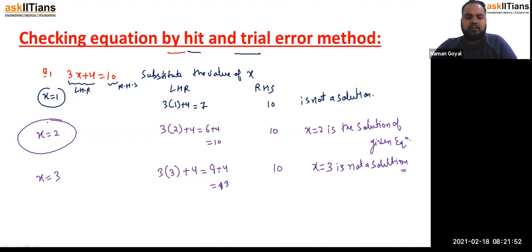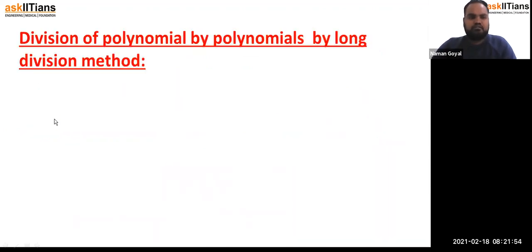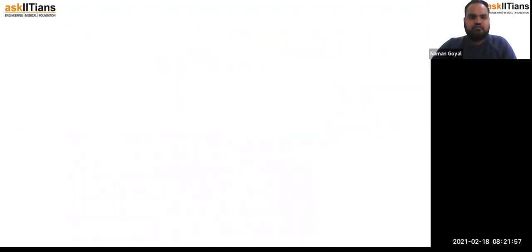We can take some more examples. Let me do some questions here. The next question has the equation x plus 3 into x plus 1 is equal to 11. We have to check the solution for this equation. What we have to do in this method is take values of x. So first we take the value of x as 1.